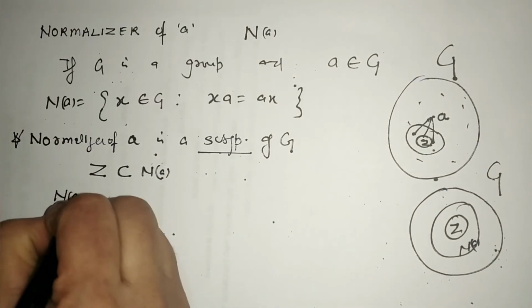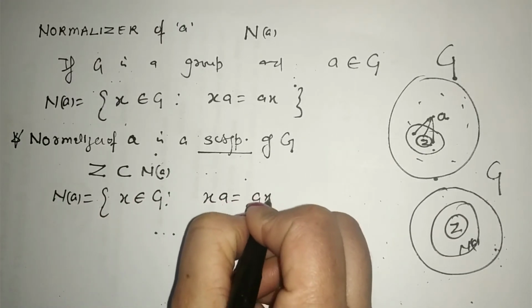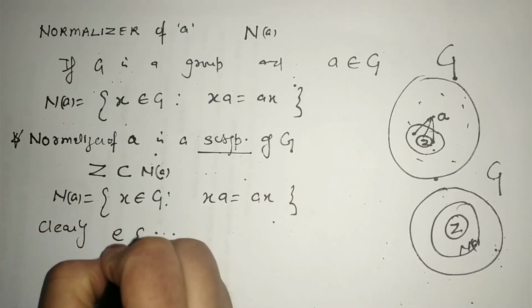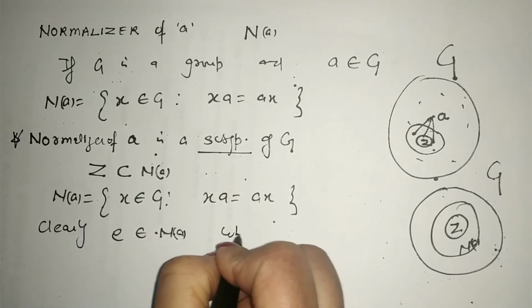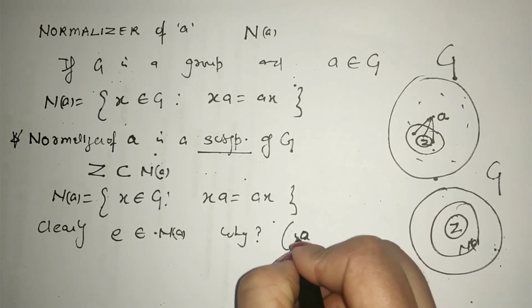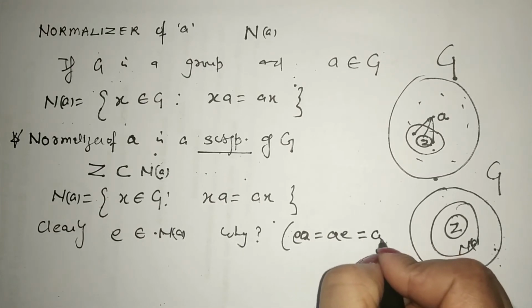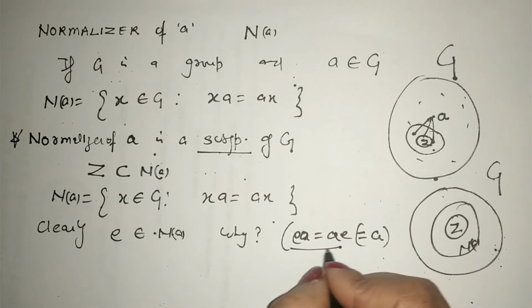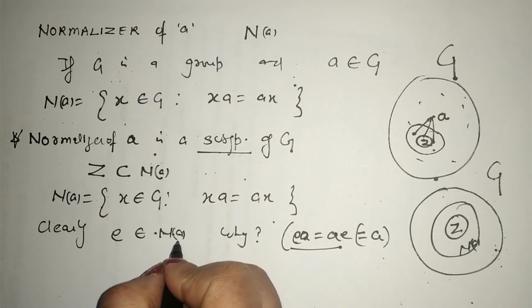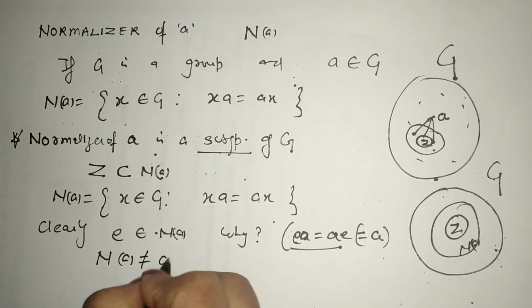Now we again write the definition of Na. This will contain the elements of G which commute with A. Right? Then clearly E belongs to Na. Why? Because A into E or E into A is A. These two are equal. So E is commuting with A. Therefore, E belongs to normalizer of A. So therefore, Na is not empty set.